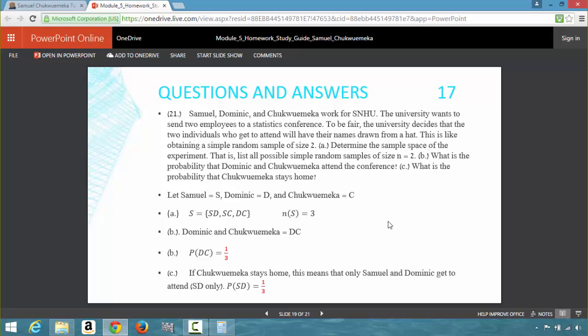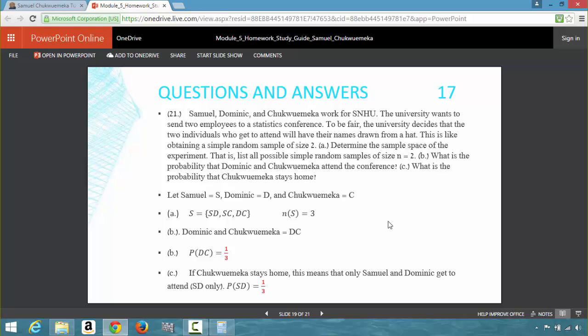Question 21. Samuel, Dominic, and Chukwu Emeka. Some of you don't know how to pronounce my last name. Some say Chukwu Emeka, or some say Emeka, Ka. It's not Ka. It's like a rising tone. Emeka. Okay, Emeka, Chukwu Emeka. Emeka means has done a lot. Chukwu Emeka means God has done a lot for me. So, anyway, you can call me Mr. C.